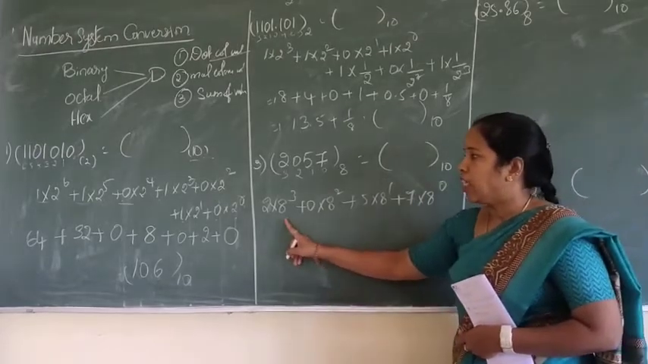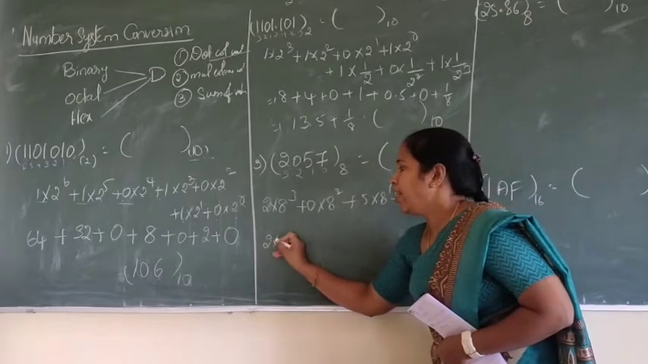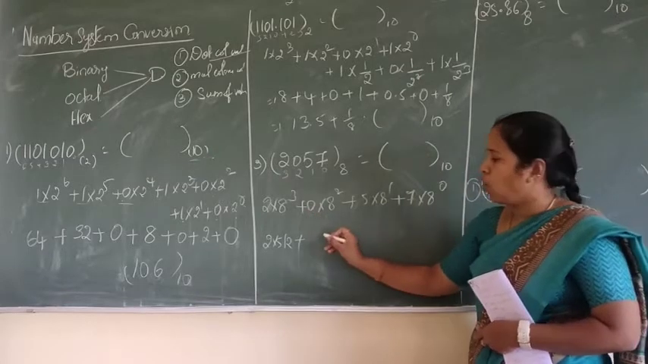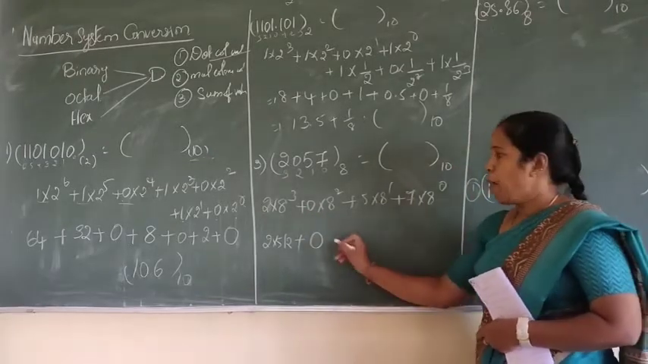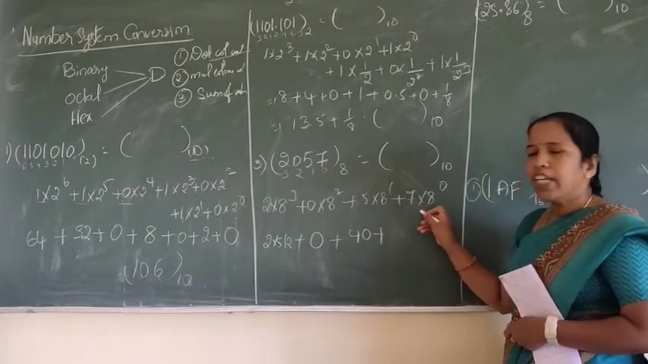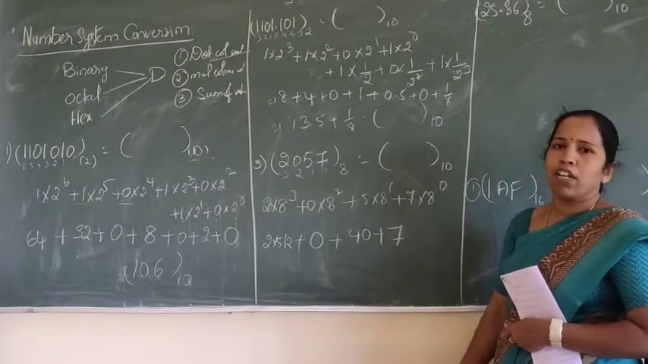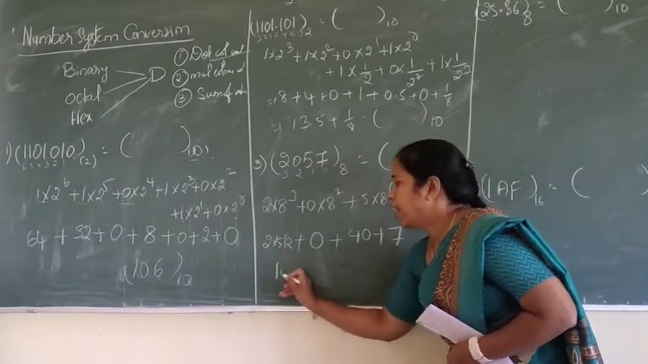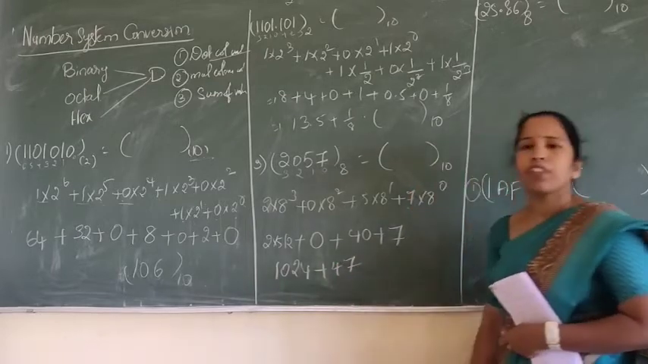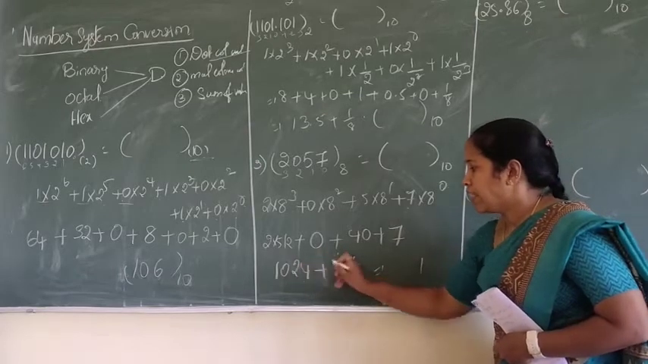Now 8 8s are 64, 64 8s are 512. So 2 into 512 plus 0, because if you multiply anything with 0, you get 0 only. Plus 5 8s is nothing but 40, plus 7 into 8 to the power of 0, that is 1, so 7 into 1 is 7. Now 2 into 512 is 1024 plus 47. Now we get 7 plus 4, 11, 1, 1, 4, 5, 6, 7.